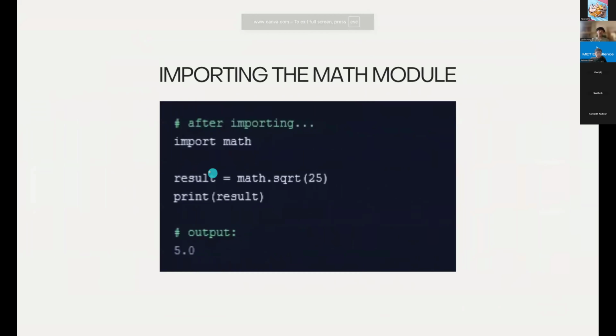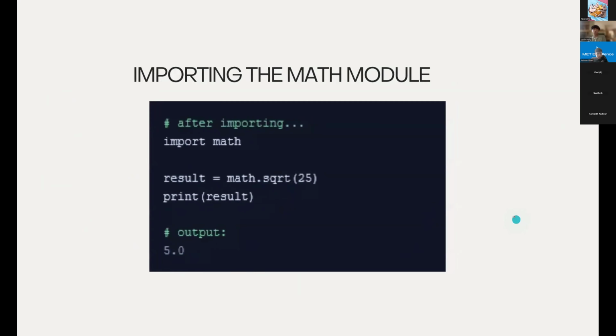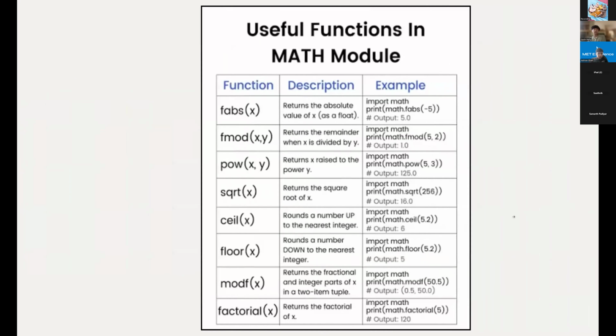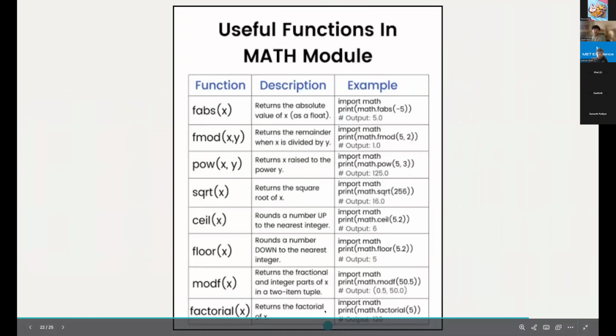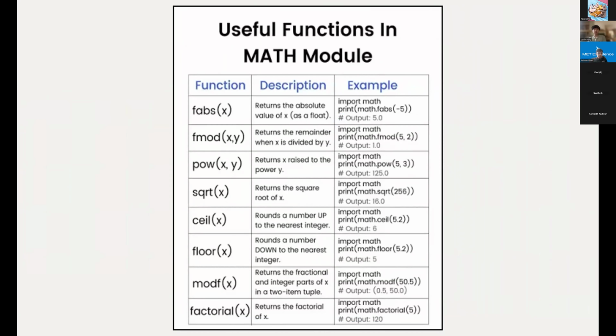So this is us importing the math module. Import math. We set a variable named result to math.sqrt of 25. Everyone knows that the square root of 25 is 5. So once we print the result, the output is 5. These are some useful functions in the math module. Feel free to look.